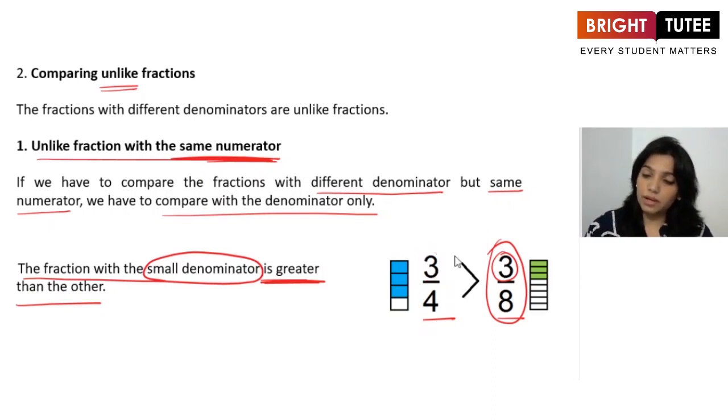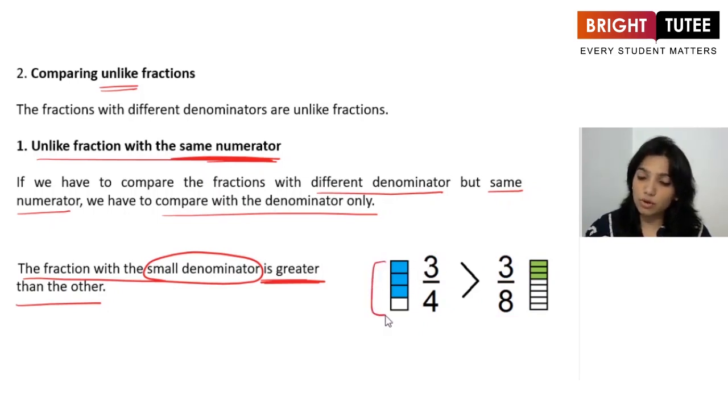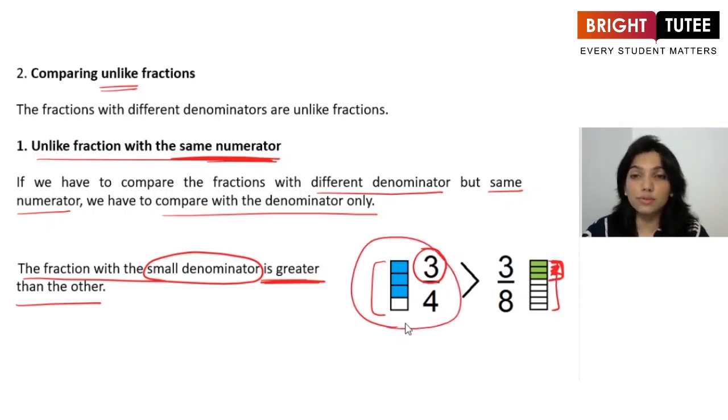So look here, they have shown you how. In the image, this particular box has 4 divisions. It is divided into 4 equal parts. The same block is divided into 8 equal parts. If we are selecting 3 parts out of 4, so this much part is shaded, and if we are shading 3 parts out of 8, just this small part is shaded. So clearly, do you see that 3 over 4 is the bigger fraction?